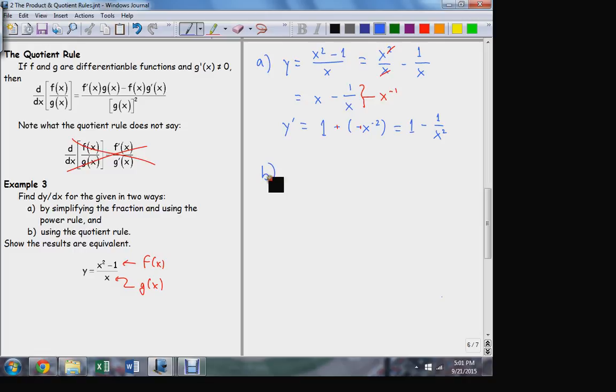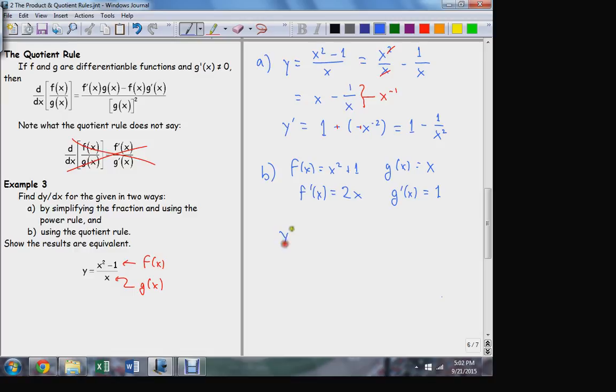Now let's apply the quotient rule. So I've already identified my two functions, f of x, I'm going to let be the numerator function, x squared plus 1, g of x, I'm going to let that be the denominator, just plain x. The derivative of f is what? 2x. Oh, the derivative of g is not x, g is x. And the derivative of g is what? 1.